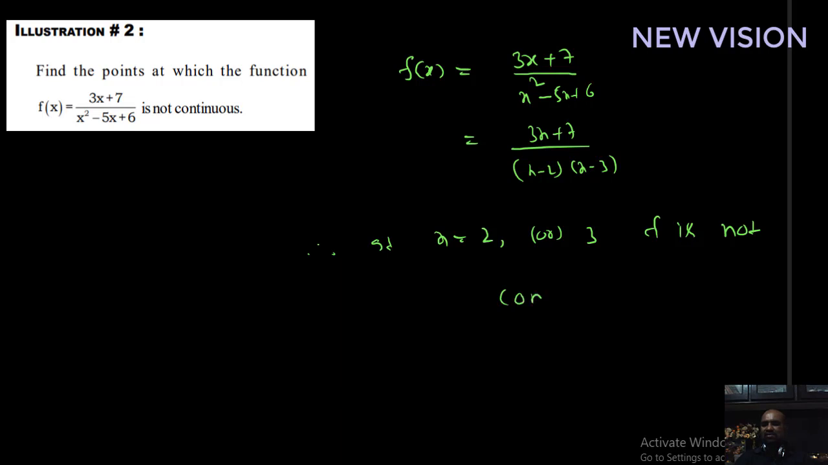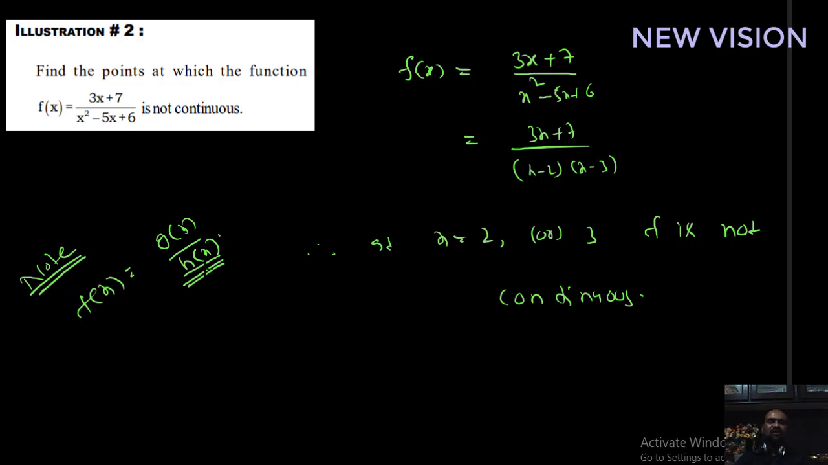Not continuous. Or another way I can say discontinuous. Students, important note. f of x is given as g of x by some h of x. If h of x equal to 0, f of x is not defined. So what values of x? h of x equal to 0, for those values of x, f of x is not continuous.